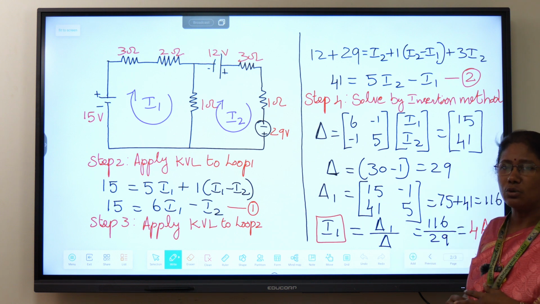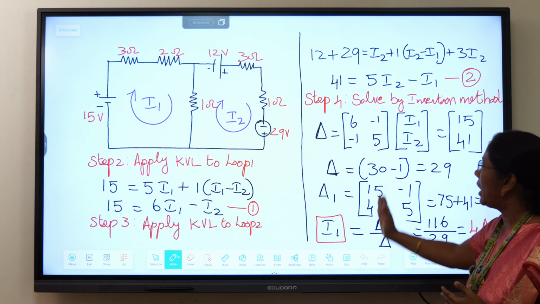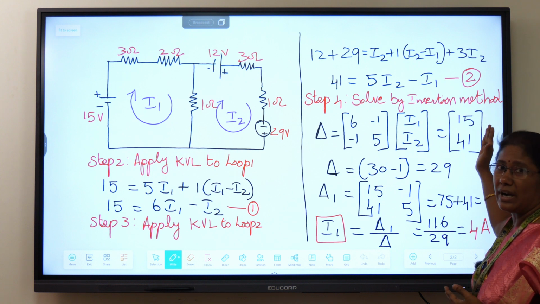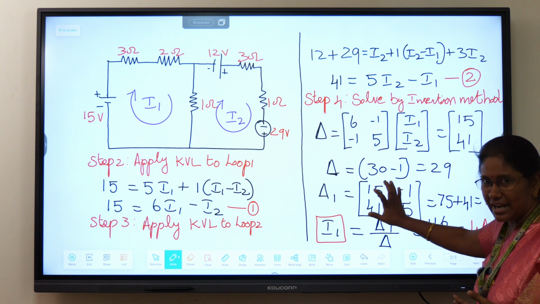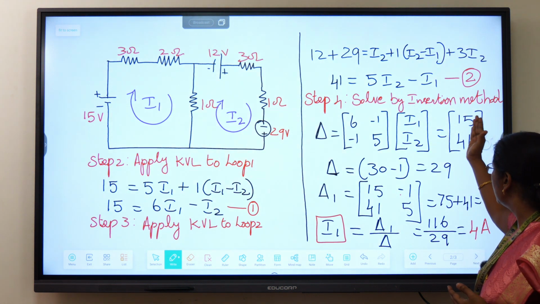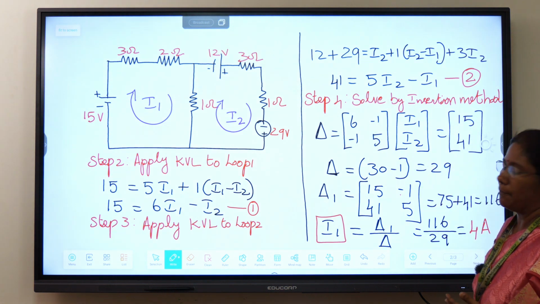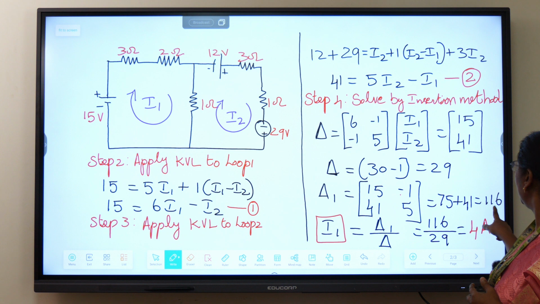If you want to find the del 1 value, then we have to replace the first column of the del matrix with the voltage sources given. Here we have considered this matrix for del 1, but we have replaced the first column with 15 and 41. The second column is written as such. If you find the value, it will come around 116 for this.